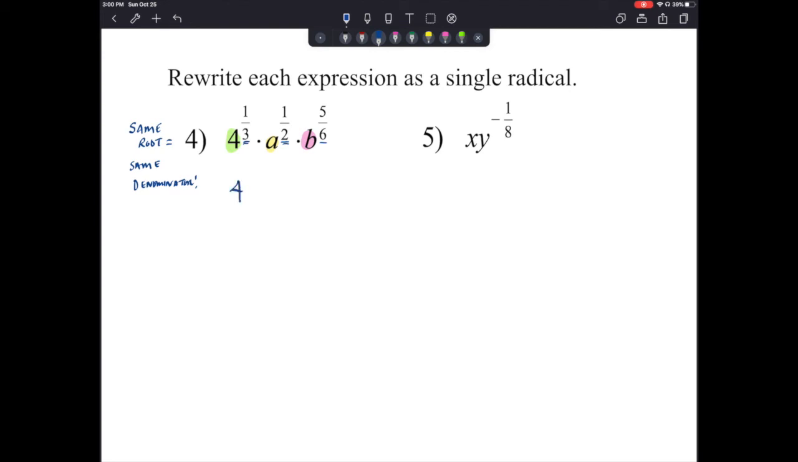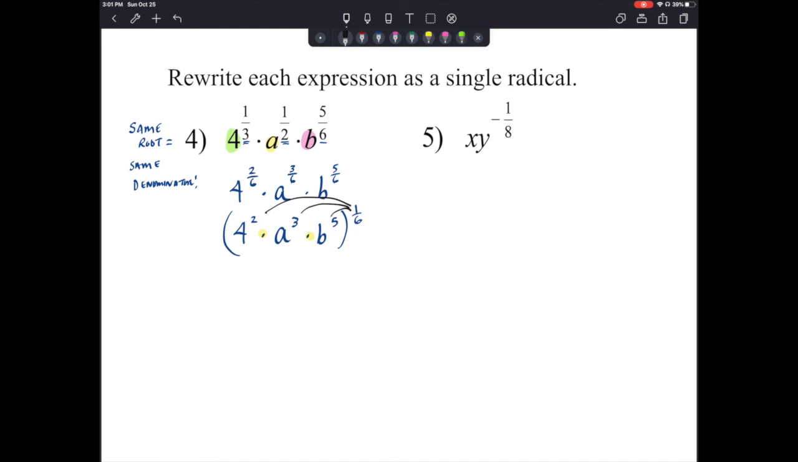out of 6. So 1/3 is the same as 2/6 times a to the 3/6 times b to the 5/6. That one didn't even have to change. So we could think about this now as 4 squared times a to the 3rd times b to the 5th, all being raised to the 1/6. Because remember, if I am multiplying all these together as one big product, I can take this power and distribute it through my terms. I'm just going backwards. It's like I've factored out a 1/6.